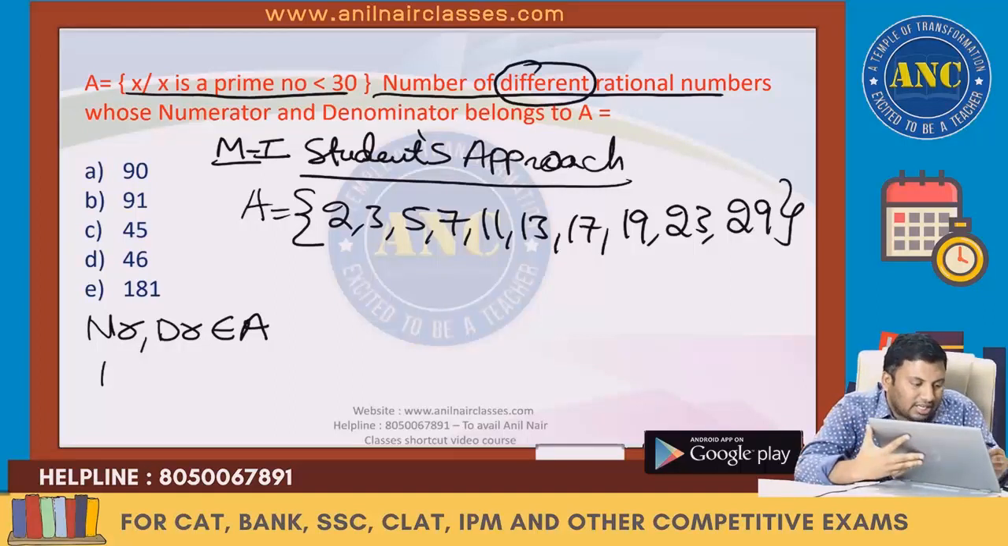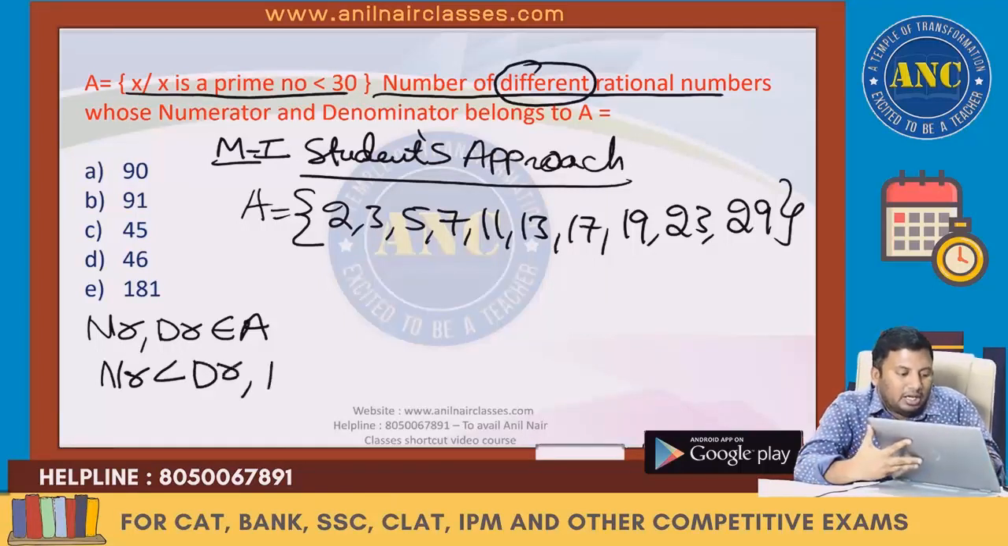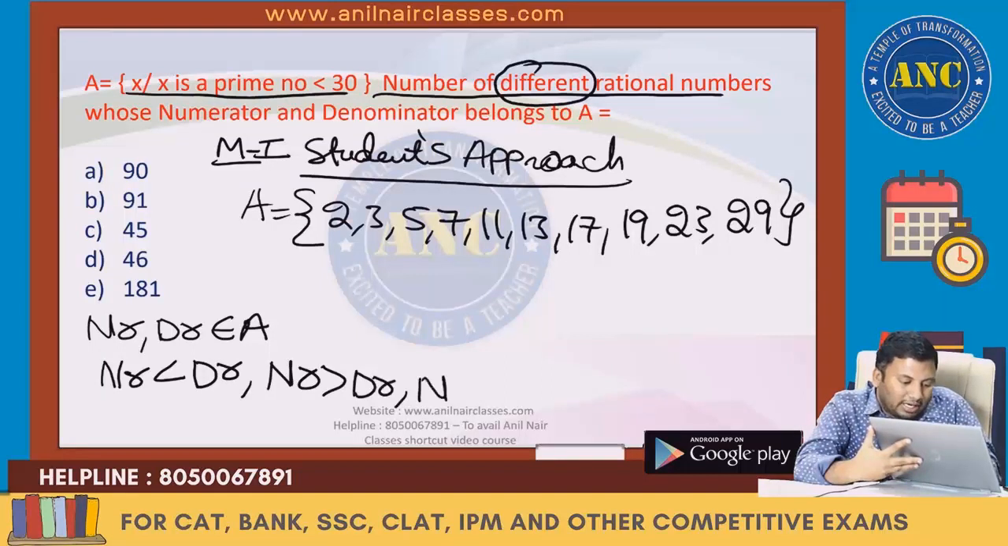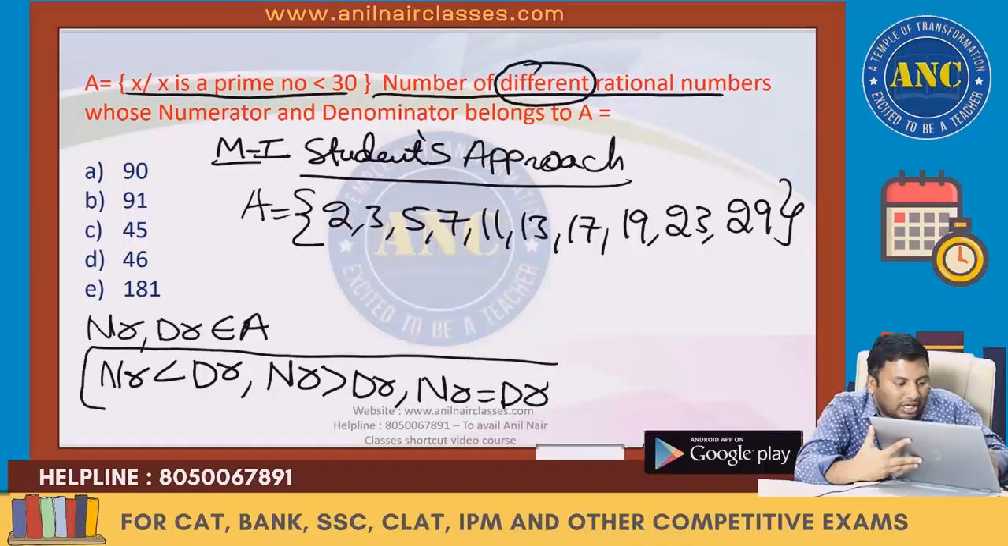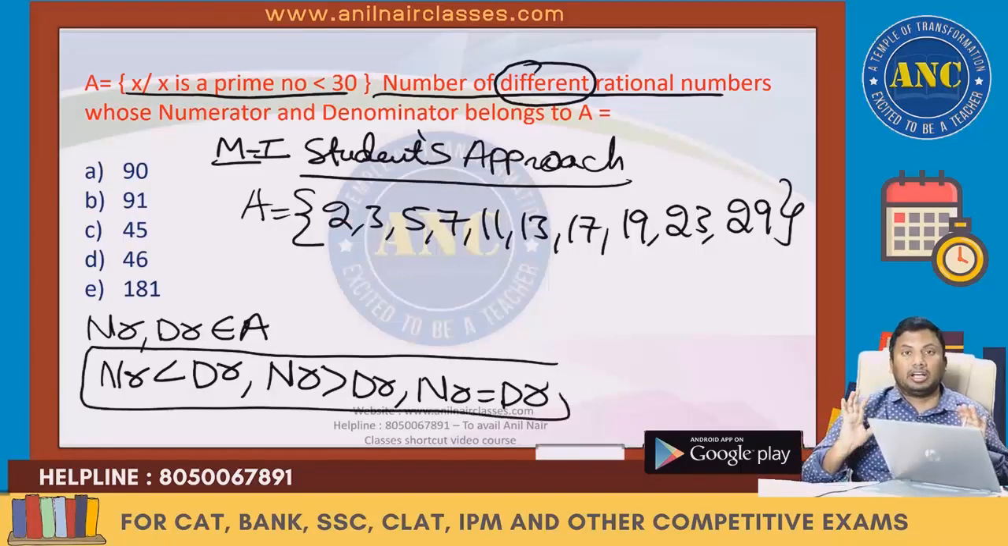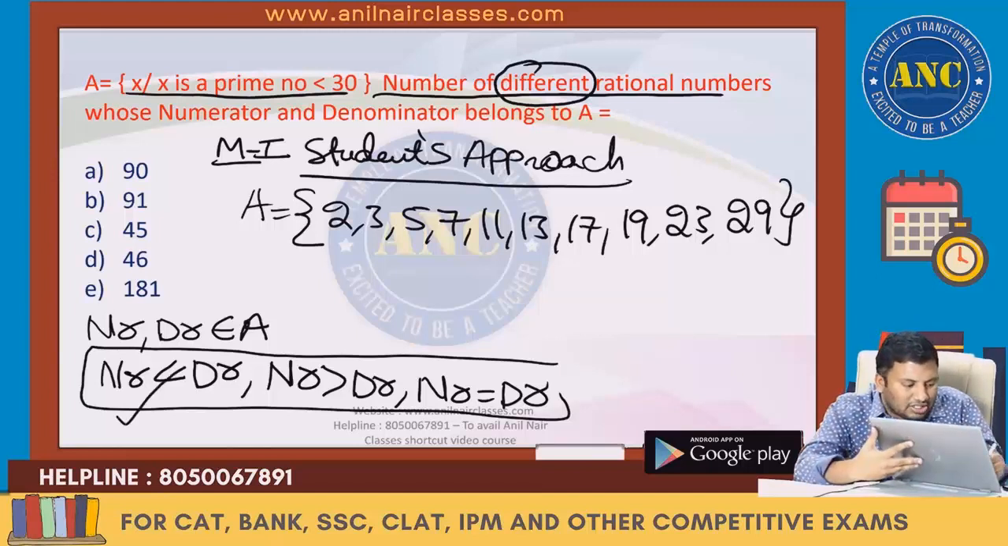Now see here, sir. When I say numerator and denominator belong to A, numerator can be less than denominator, numerator can be greater than denominator, numerator can be equal to denominator. There is no condition on numerator and denominator. How students will solve this question is, first let us take numerator less than denominator.